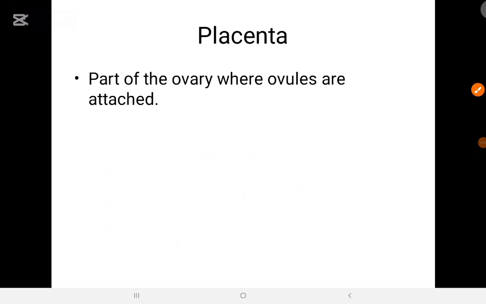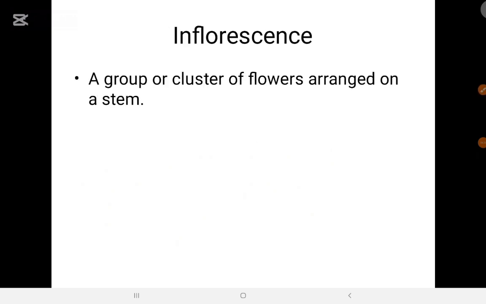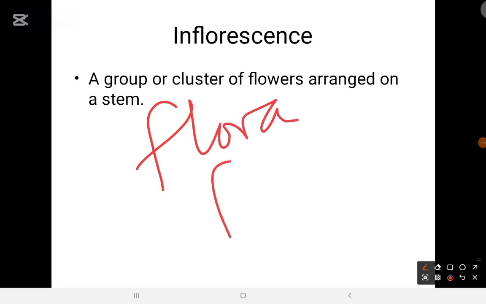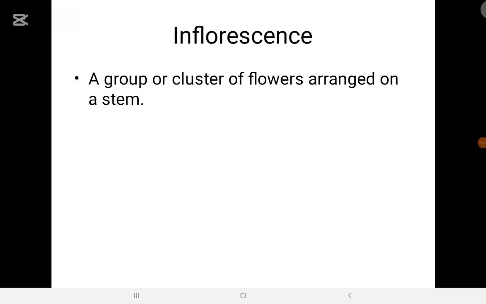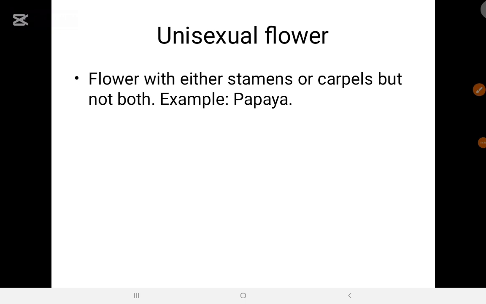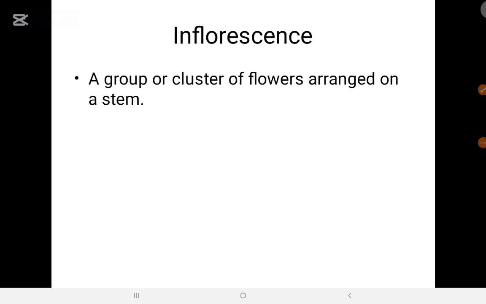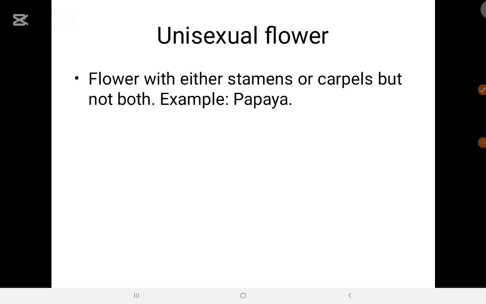Then the placenta is the part of the ovary where ovules are attached. And then we have the inflorescence. When you hear the word flora, flora refers to plants, while fauna refers to animals. So inflorescence simply means a cluster or a group of flowers that are arranged on the stem.